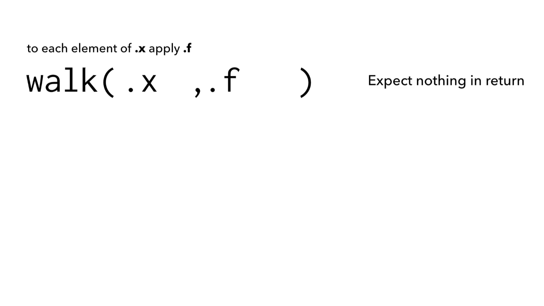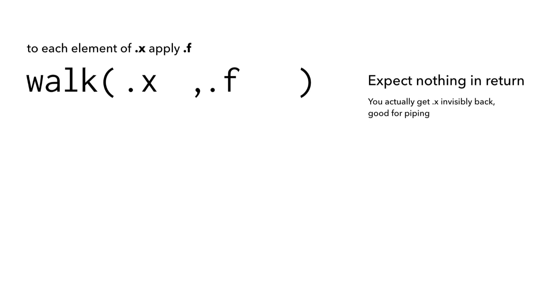And this is kind of a hypothetical. These aren't real functions. But you sort of expect nothing in return. In fact, you do get .x back. So if you run walk, there is a result that comes back. It comes back invisibly, and it's just .x. So you get the original thing back unchanged. And the only reason that happens is because it makes it easy to use in a pipeline.